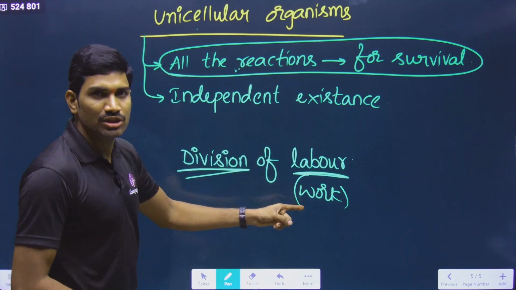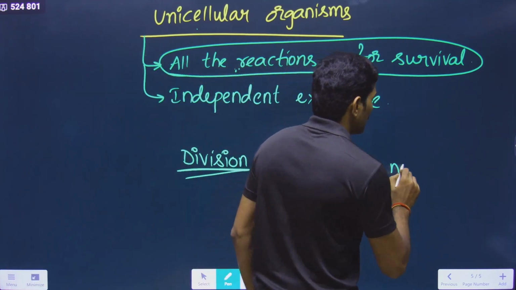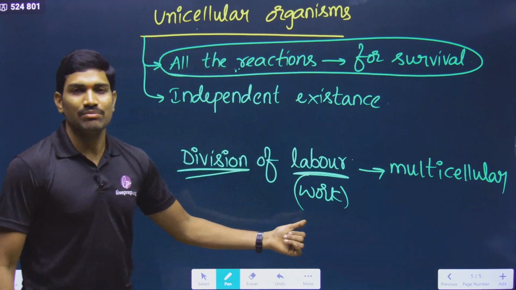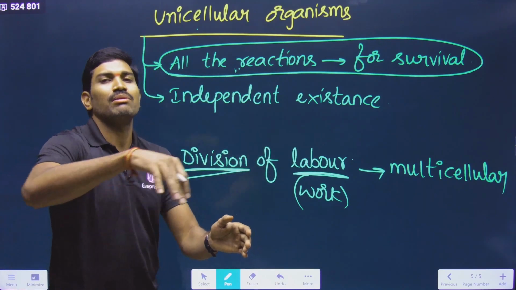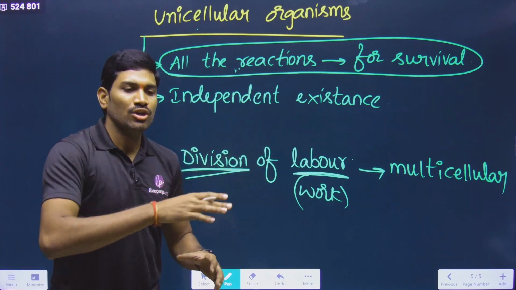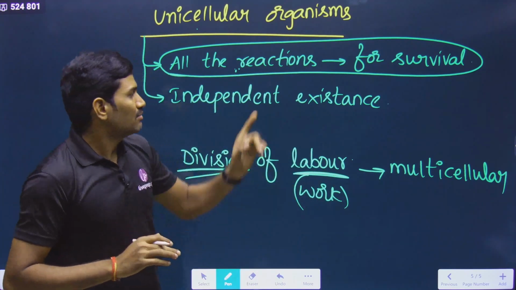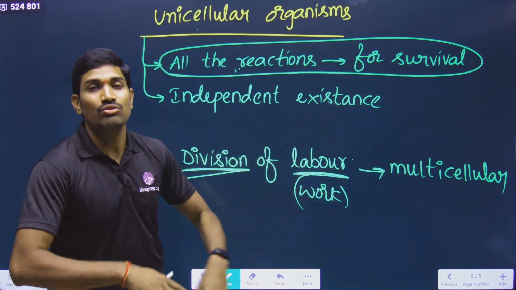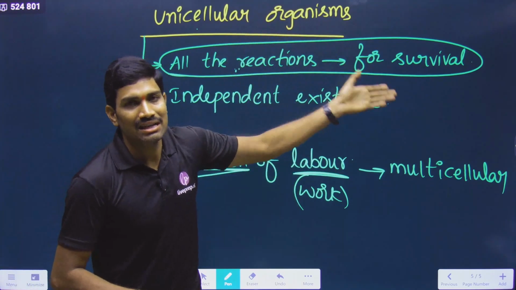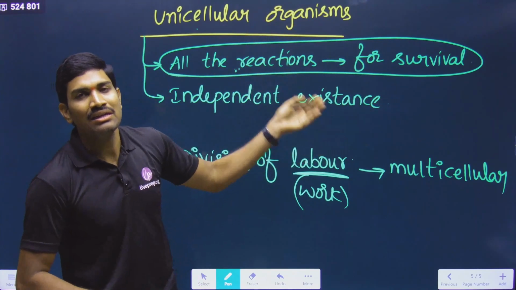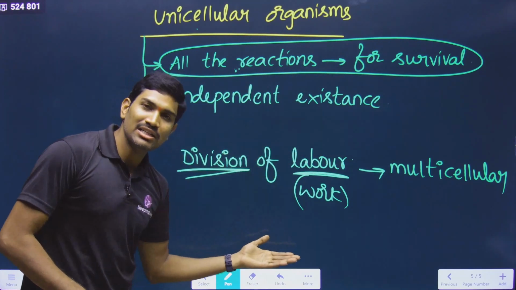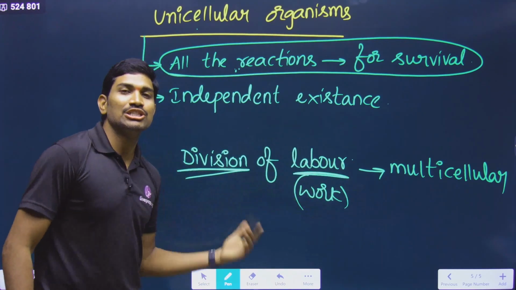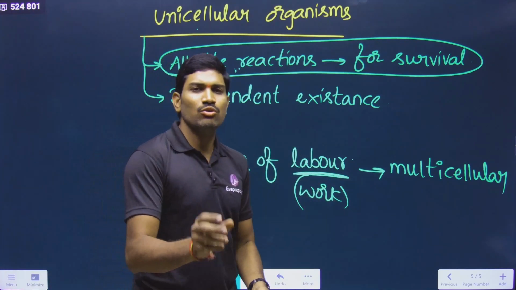Where will you see this work distribution? In unicellular or multicellular? Multicellular organisms. In multicellular organisms, work distribution is there. That means the same work is distributed among many cells. So many cells will do some part of it, and as a whole, combined, they will perform one work. But in the case of unicellular, it is not like this. A single cell will do the entire work, and not just one work. Many works it has to do. So that's why they can survive on their own, and that's why they have independent existence. But in multicellular organisms, a single cell cannot perform all the functions because of division of labor, distribution of work, so each cell will do only some part of the function.